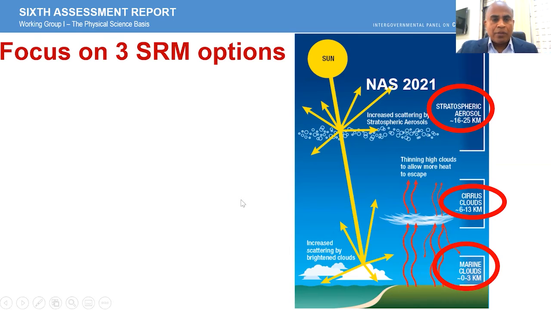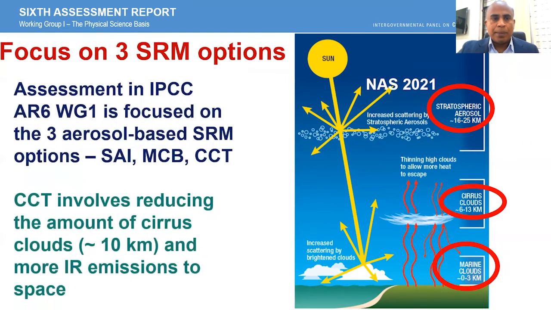Even though there are five options that I showed earlier, the current IPCC report focuses on three aerosol-based SRM options. The three options are SAI, MCB, and CCT. As I already indicated, CCT involves reducing the amount of high clouds, and their reduction would allow more IR emission to space and thereby cool the planet.